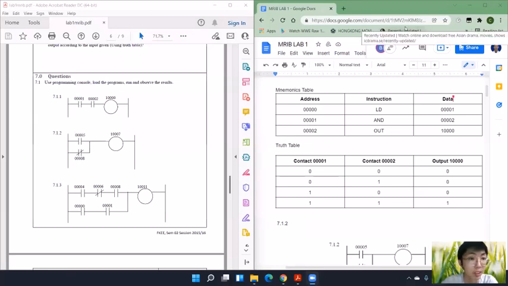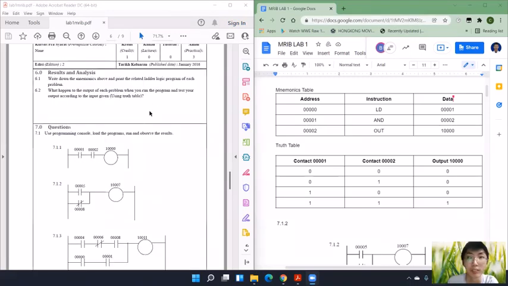Hi, Doctor. My name is Shun Yao Xuan. Now I will continue the presentation for another part of Lab 5, which is Lab 1. For my part, I will present what happens to the output of each problem when you run a program and test the output according to the input given. Using a truth table means building a truth table from the diagram given.